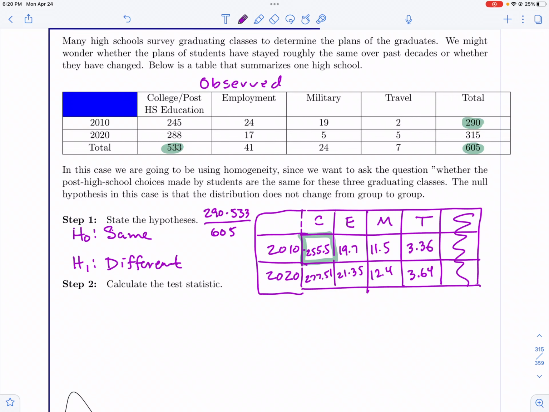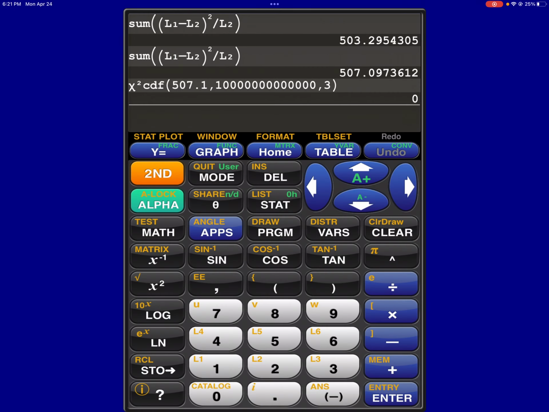So at this point, hopefully everybody got the exact same expected matrix as me. So with that in mind, observed is going to be our list 1. Expected is going to be our list 2. I'm going to type mine in that way, going across just like I did before, and then I'll match the same thing with my expected matrix. So let's go ahead and jump to the calculator real quick.